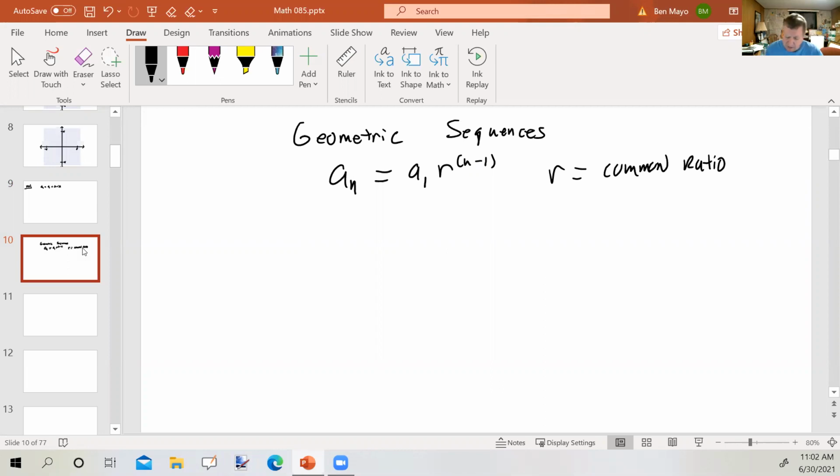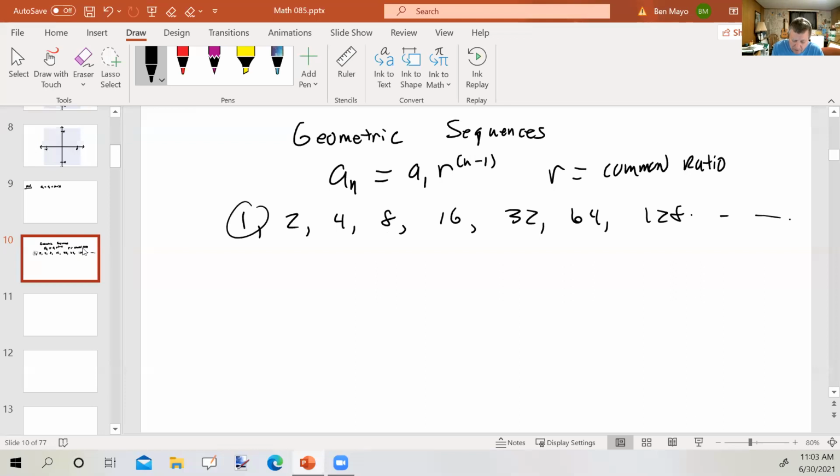So for instance, let's say we had the geometric sequence 1, 2, 4, 8, 16, 32, 64, 128, etc. The common ratio is 2, because 1 times 2 is 2, 2 times 2 is 4, 4 times 2 is 8, 8 times 2 is 16, etc., etc.